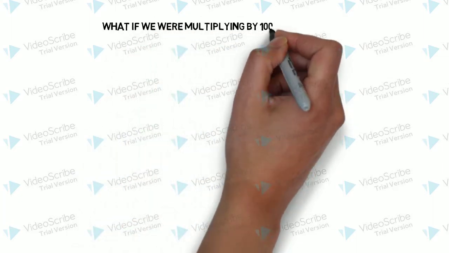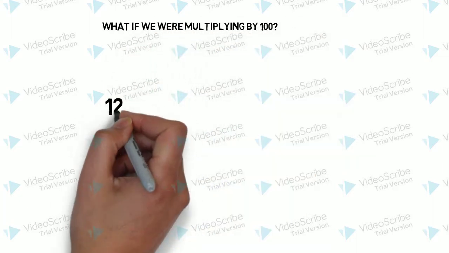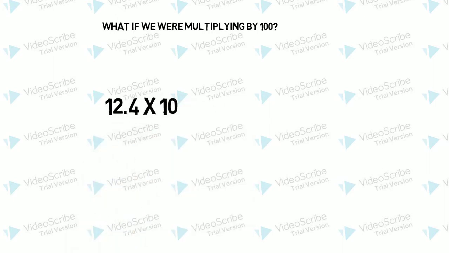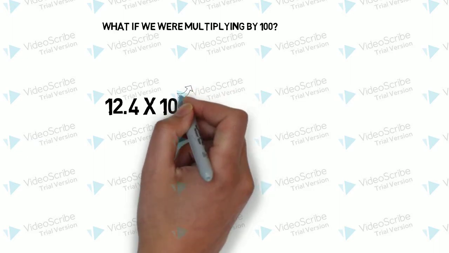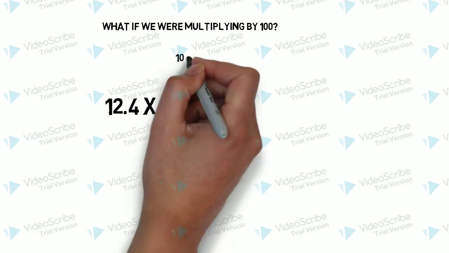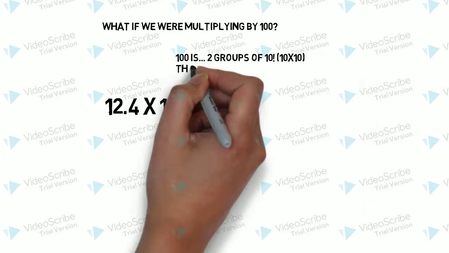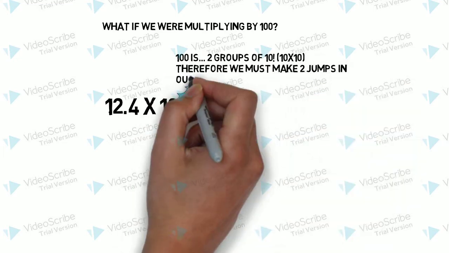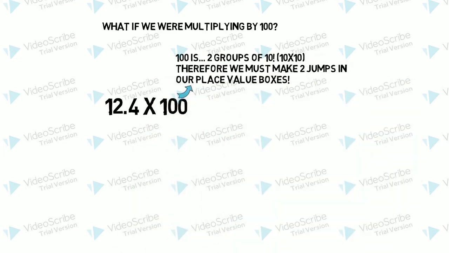But what if we weren't multiplying by just one group of 10? What if we were multiplying by 100? So let's take that same example, 12 and 4/10ths times 10. Let's make it 12 and 4/10ths times 100. So now instead of multiplying by just 10, 100 is two groups of 10, or 10 times 10. Another way to say that is 10 to the second power.